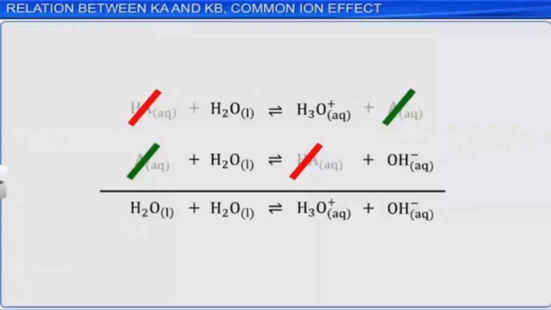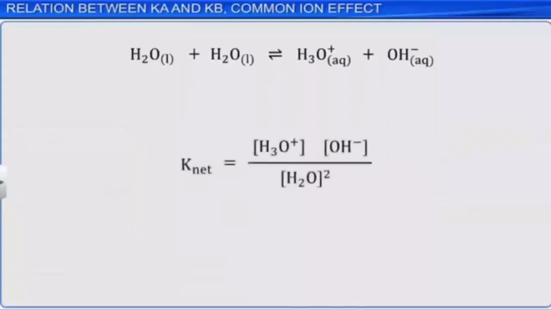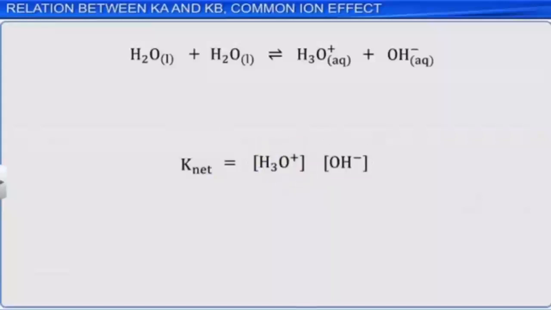The equilibrium constant for the net reaction may be expressed as K net is equal to the product of concentrations of H3O+ and OH- divided by the concentration of water raised to the power of 2. As the concentration of water remains almost constant, it can be ignored. Hence, K net is equal to the product of the concentrations of H3O+ and OH- ions.